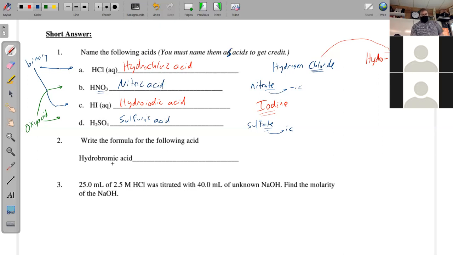And then hydrobromic acid, it has the hydro and ic, so it's related to brom, and that's bromine. On the periodic table, bromine is a group 17 element, so it has a charge of 1 minus. So if you put a hydrogen, which is H 1 plus, with a bromine, 1 minus, it's just HBr.